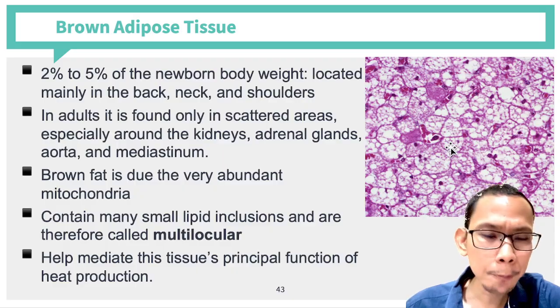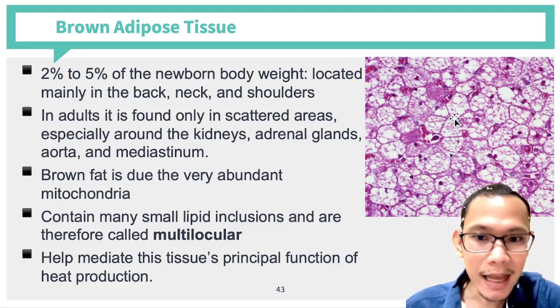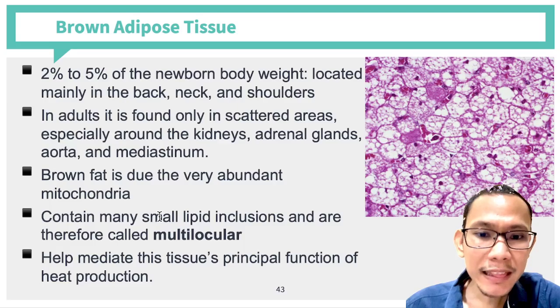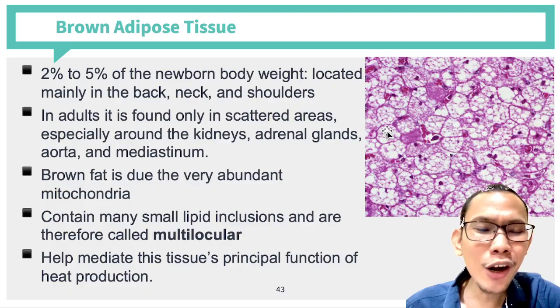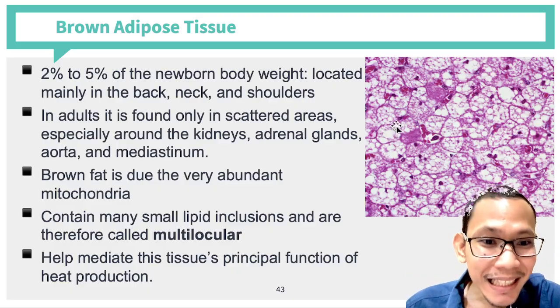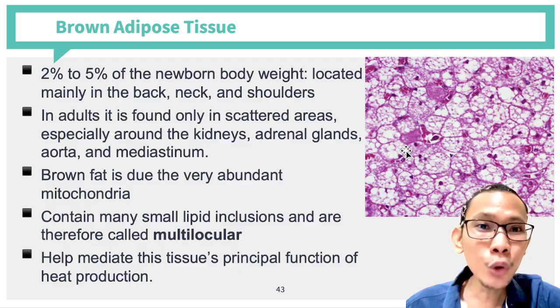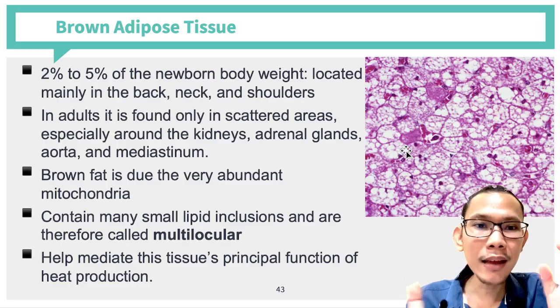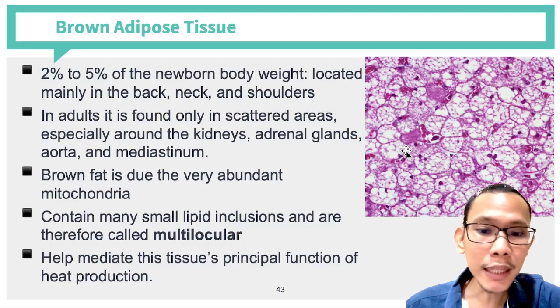What do you notice? Which is bigger, the white adipose tissue or the brown adipose tissue? It's the white adipose tissue. The brown ones are smaller. They contain many small lipid inclusions and are therefore called multilocular. Notice there are many small ones; there are numerous fats but small. Small lipid inclusions, that's why we call them multilocular. Earlier, our white adipose was unilocular because it has only one large fat. But in brown adipose tissue, they are small but many. That's why it is multilocular.